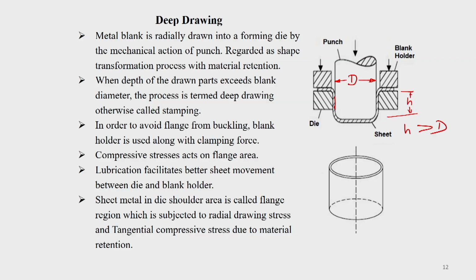So, in order to avoid the flange from buckling, the blank holder is used along with a clamping force. Okay. If you do not have this blank holder, naturally the sheet may be drawn inside and you may end up with lots of wrinkles and all those problems. So, to avoid that, you need a blank holder which holds the sheet on the die, so that you get the stretching forces on the side walls.